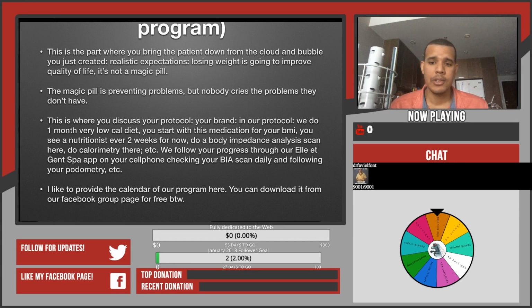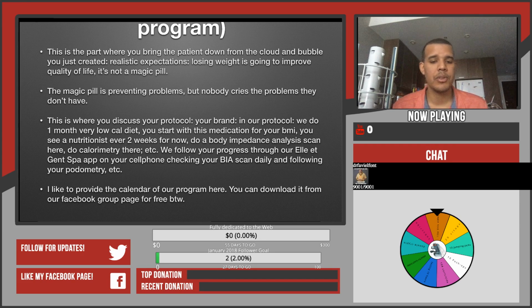But basically, just to finish reading here, this is what I do for the patients. I will tell them, basically, this is our protocol. The first month, we do a very low calorie diet. Then we can start with this medication according to your BMI. Then you can see a nutritionist every 2 weeks for now. You do a body impedance analysis scan here at this point in time.